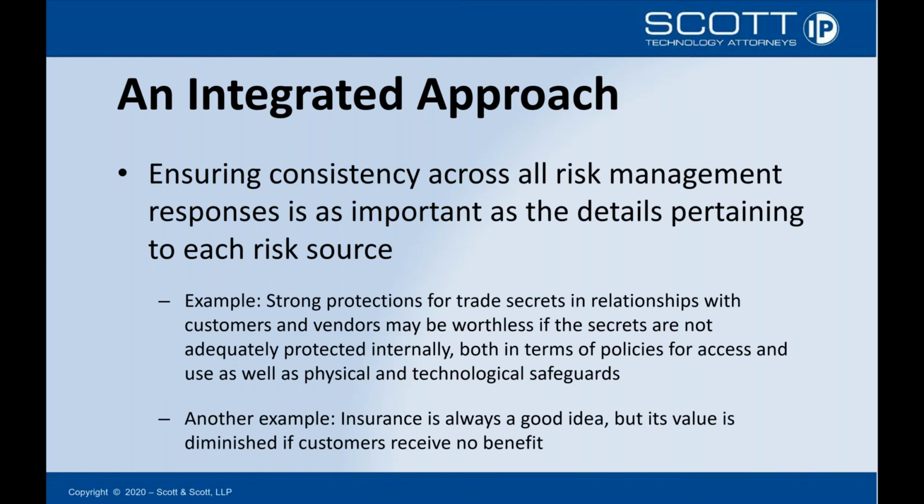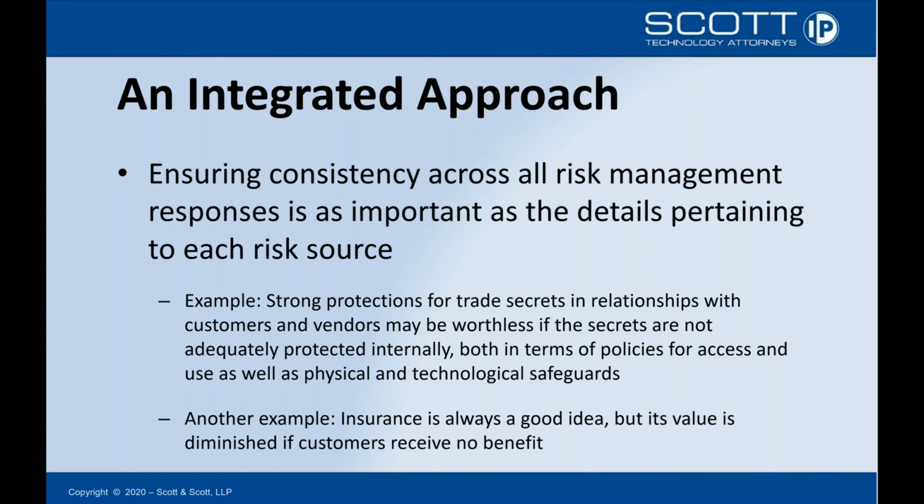So how do you put all this together, and what is a way that you can approach this in an integrated way and ensure consistency across all the risk management responses, and develop something that is appropriate for each risk source? And I would tell you that in addition to what we talked about, trade secrets and other things that separate your business from others, and that could be the configurations of how you configure networks. It could be a number of different things that set you apart.